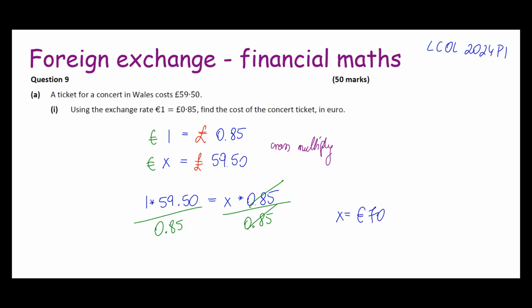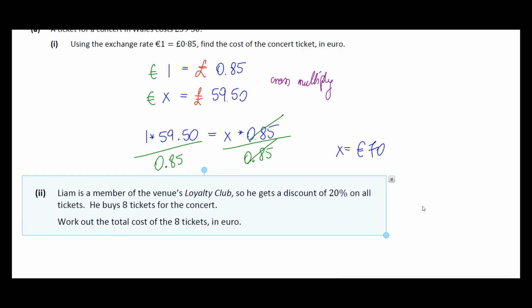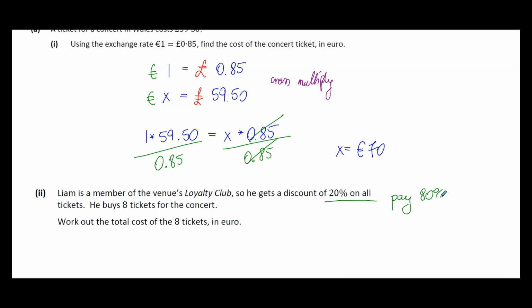Okay, and then let's have a look quickly at the next part of that question 9. Liam is a member of the Venue Loyalty Club. So he gets a discount of 20% on all tickets. So that means he doesn't pay full price. He pays only 80%, isn't it? Because 20 is a discount.